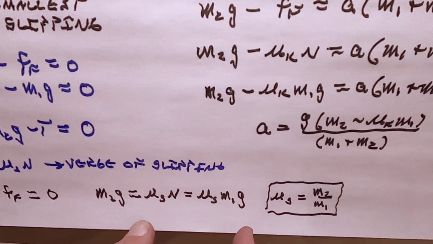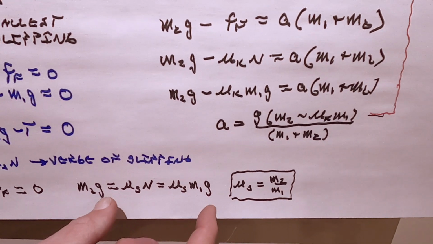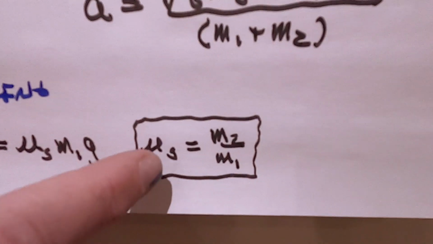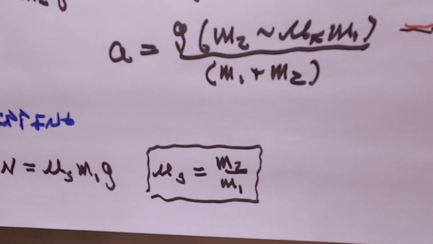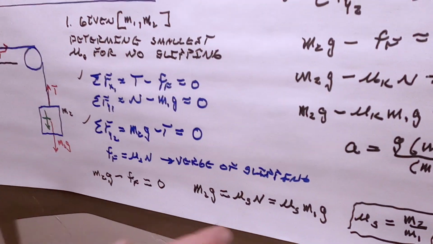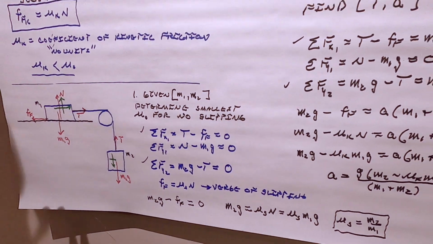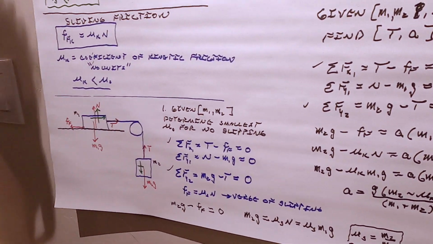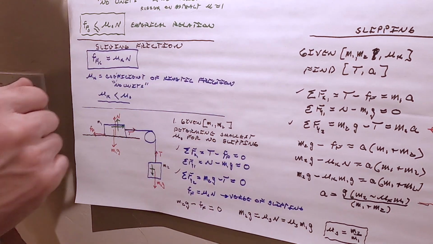And so now I can just cancel the G's from both sides and divide out the M1. So mu S is just M2 over M1. So that's what we wanted to find. That's the minimum roughness of the surface. If the surface were any smoother than that, it would move right here. That's what that's telling me.